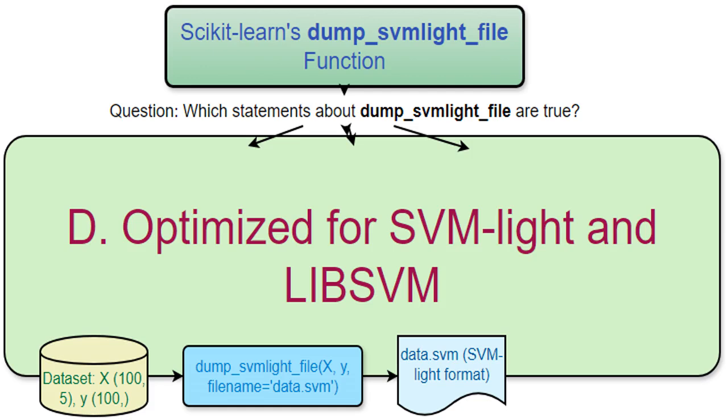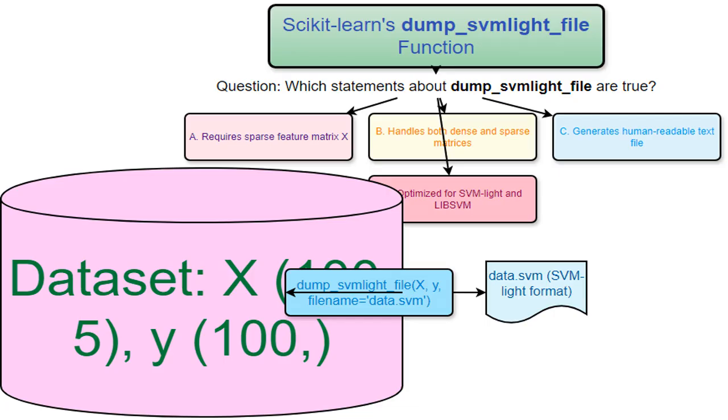This one is true. That's exactly the point of dump_svmlight_file, to create files perfectly compatible with SVMlight and libsvm. Here's the data. We have a feature matrix X with 100 rows and 5 columns. That's 100 data points, each described by 5 features. And Y is a vector with 100 labels, 1 for each data point.